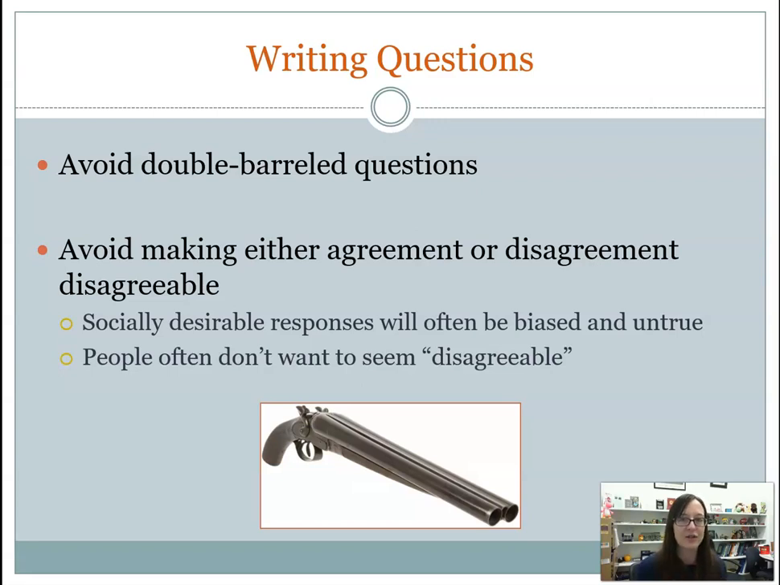So when you're asking a question that might have this kind of socially desirable response, you want to make the question seem like either answer is fine. People often want to answer the way they think you want them to answer, or in a way that seems less antagonistic or more in agreement with most people. But if you write the question so that it's not clear what most people would think, then you're letting them answer anyway without having to worry about socially desirable responding.